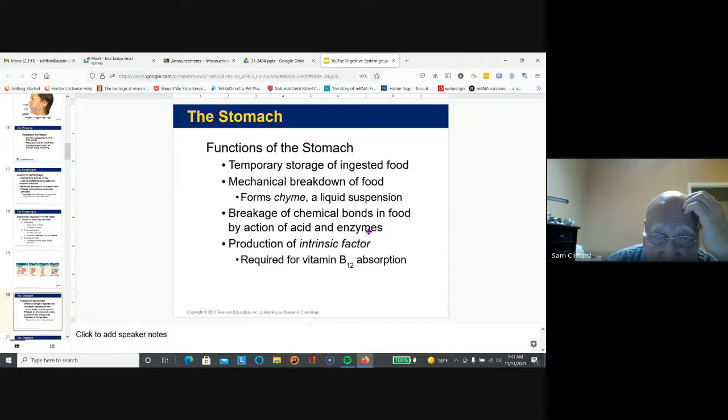What does the stomach do? Temporary storage, churning and mechanical breakdown forms chyme, the liquid suspension. Food is being digested by the acid and enzymes, producing an intrinsic factor. This is necessary to absorb B12 from your food.